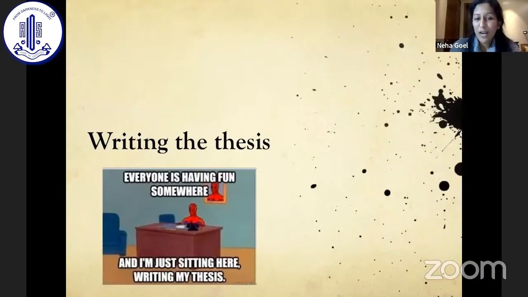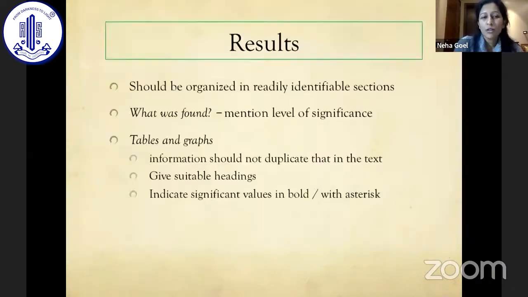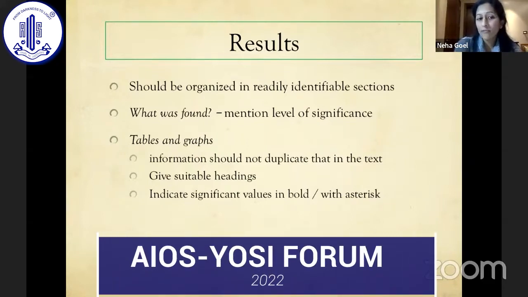Now, finally, coming to writing the thesis, and this is again a challenging part. So actually, if you have written your protocol well and done your thesis well, the only extra thing which you have to write in your thesis are the results and the discussions. The results are quite simple, because you just have to state what you have found in the categories which you have mentioned in the outcome measures. So basically, you just have to put in the numbers, the quantities, or the qualitative data, whatever you have collected, and you have to tabulate it or portray it in the form of graphs.